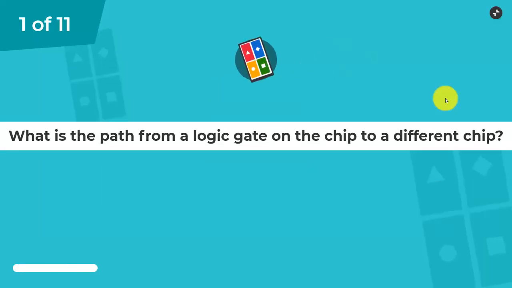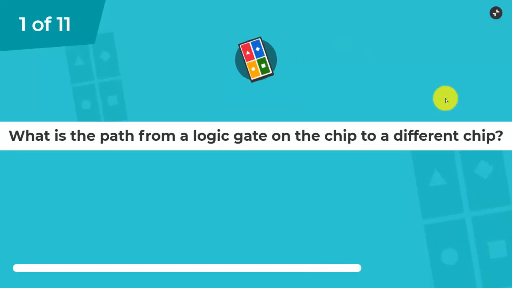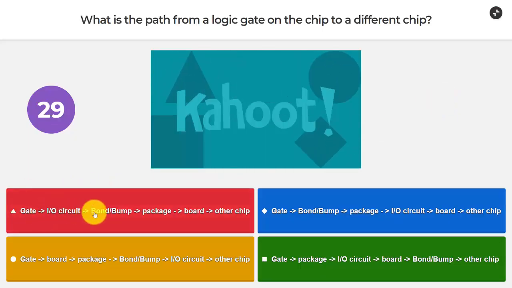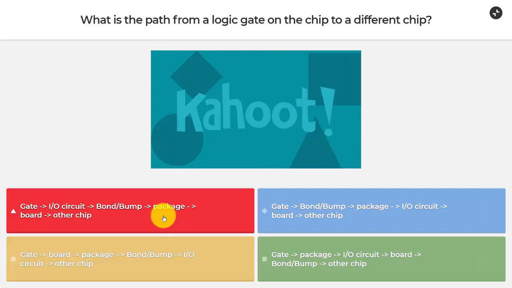Today's Kahoot will have 11 questions, and the first one is, what is the path from a logic gate on the chip to a different chip? Is it gate, I/O circuit, bond bump, package, board, other chip? Gate, bond bump, package, I/O circuit, board, other chip? Gate, board, package, bond bump, I/O circuit, other chip? Or gate, package, I/O circuit, board, bond bump, other chip? Let's see. I guess it would be this one.